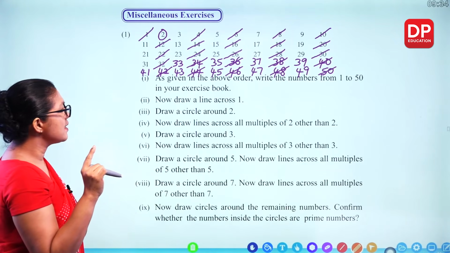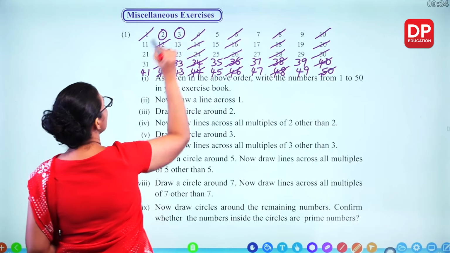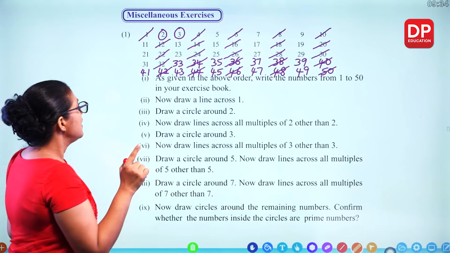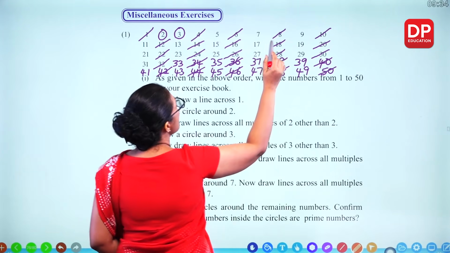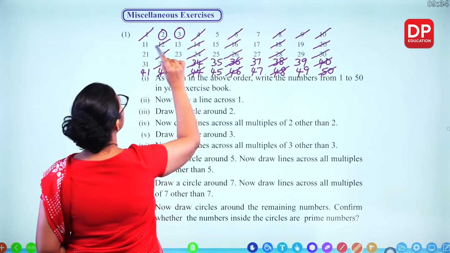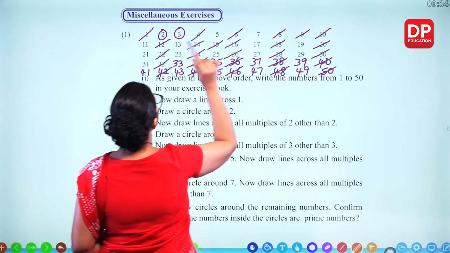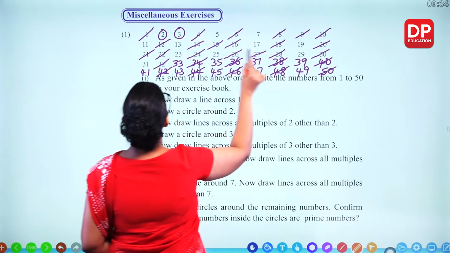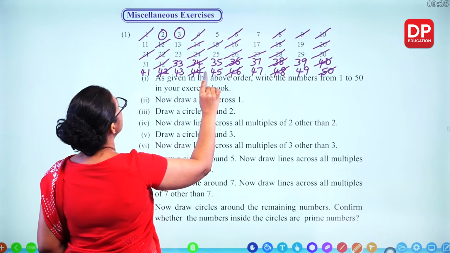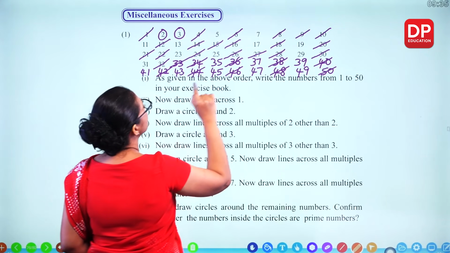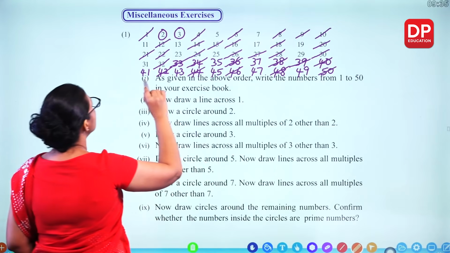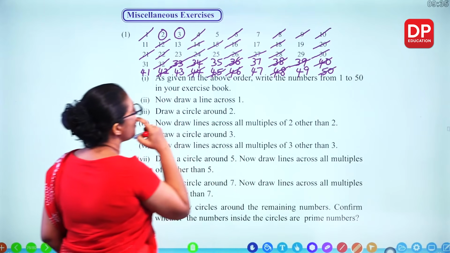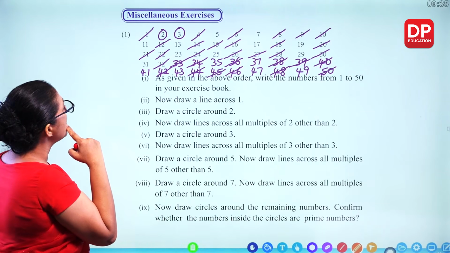Then draw a circle around 3. Then cross out all multiples of 3 other than 3. 3 times 2, 6, 9. Then 15, 21, 27. And then we get 33, 39, 45. That's all. Did we cross out all multiples of 3?